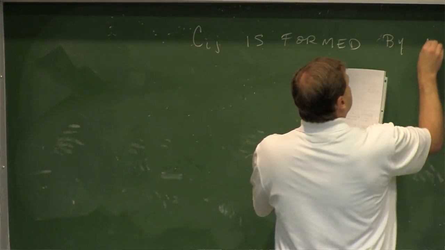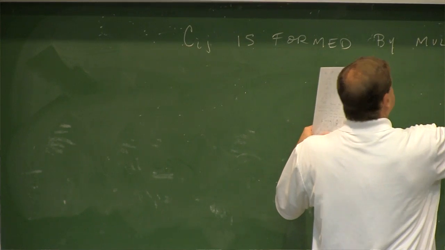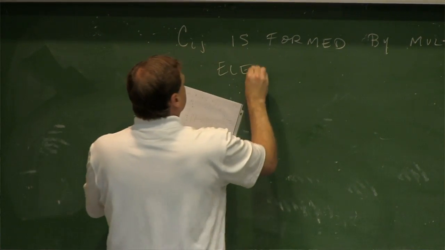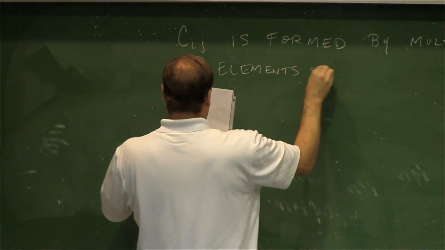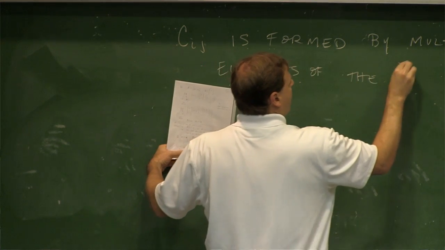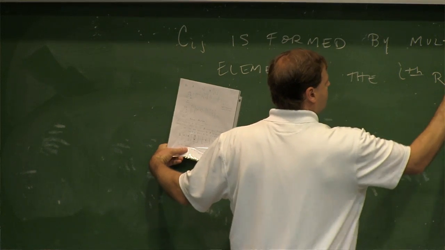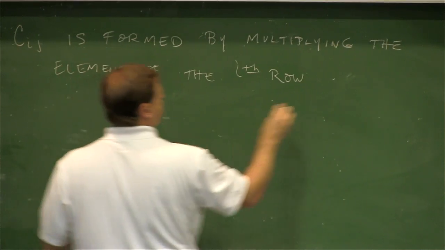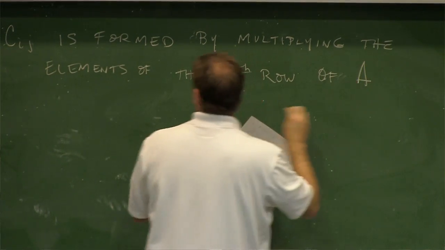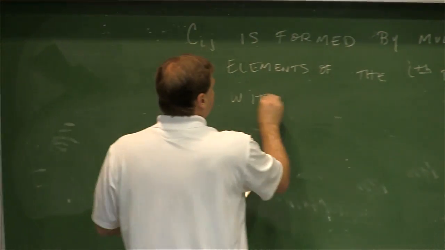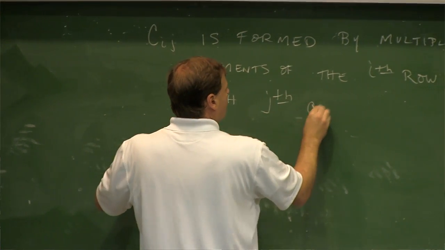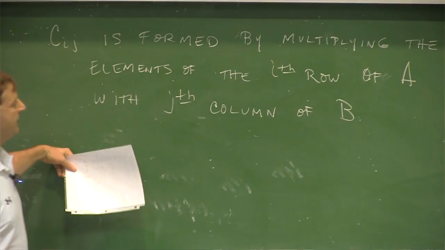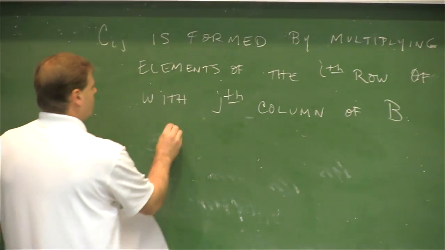Formed by multiplying the elements of the ith row, but it's not just any ith row, it's the ith row of A. And then what do I do? I multiply that with the jth column of B, and then I add the results.